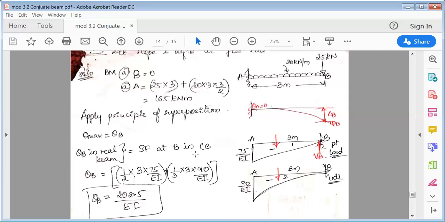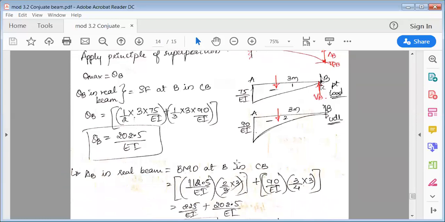Okay, so now theta B in the real beam is equal to the shear force at B in the conjugate beam. There are two diagrams here, so two bending moments. Find the area of this. The force is acting downward. The area of a triangle is half into base into height. Now because it's a UDL, it's a parabolic curve, so it is 1/3 of base into height. When you solve this, you'll get theta B.